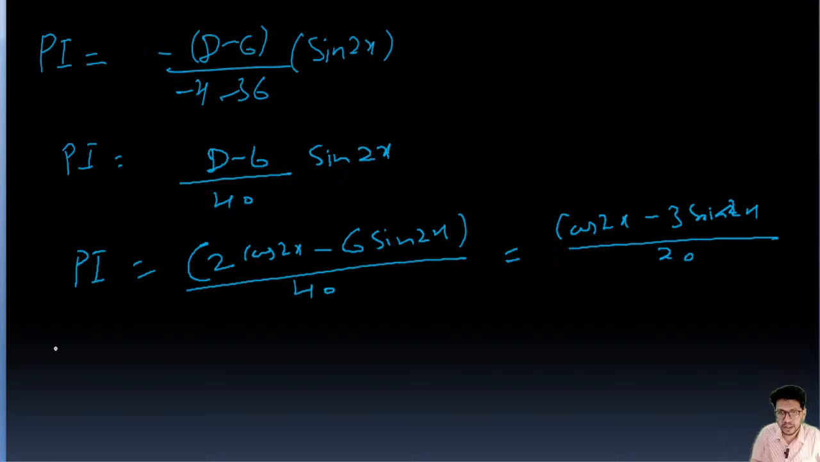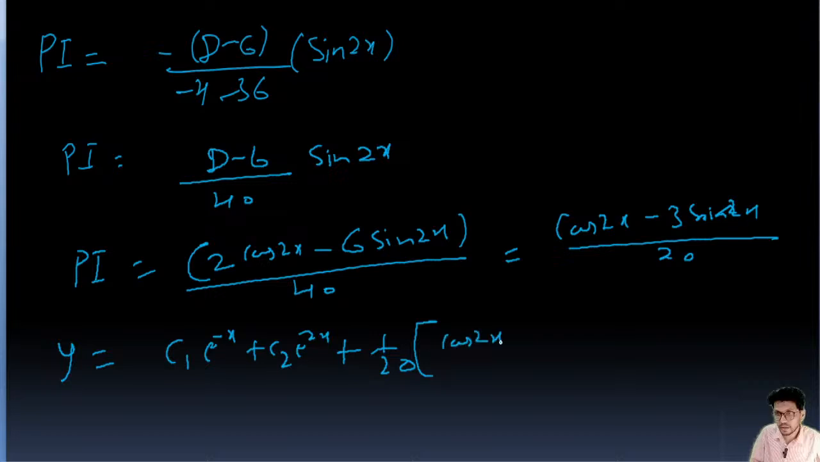Then y equal to CF plus PI, cos 2x minus 3 sin 2x. So this is the answer, right? So this is type 4.